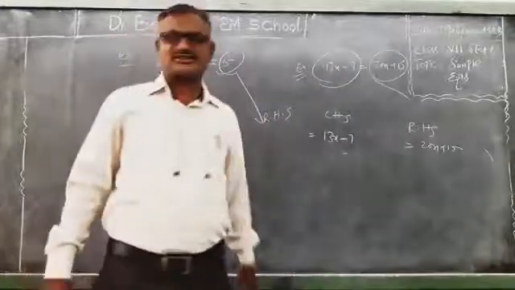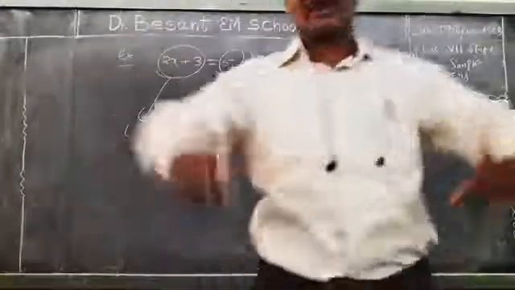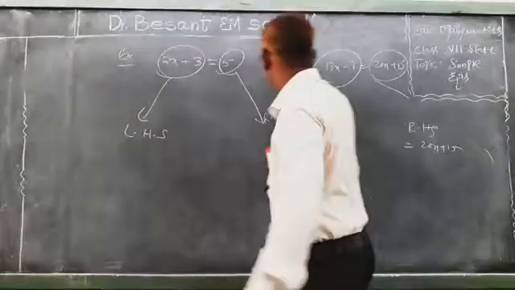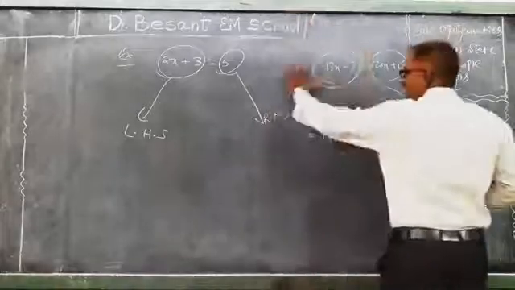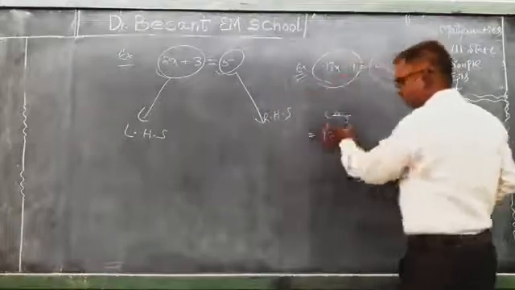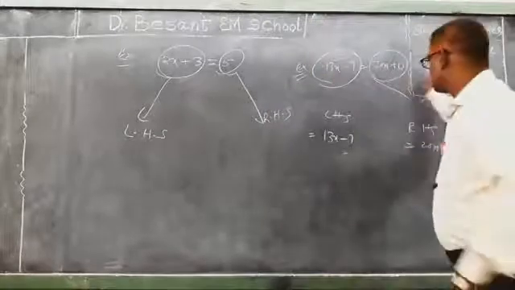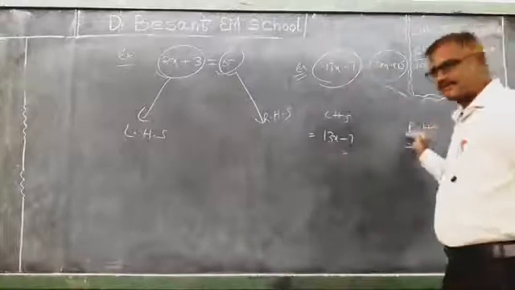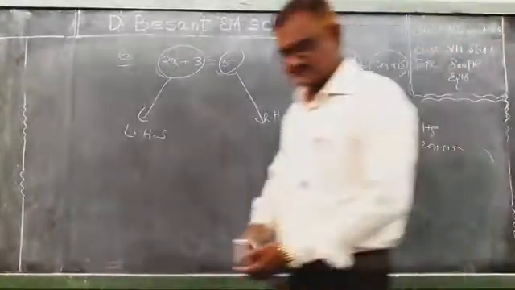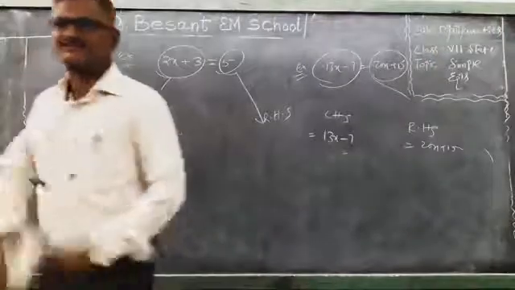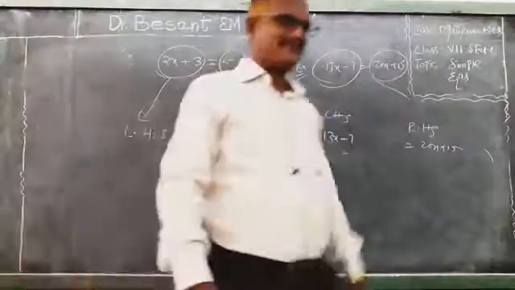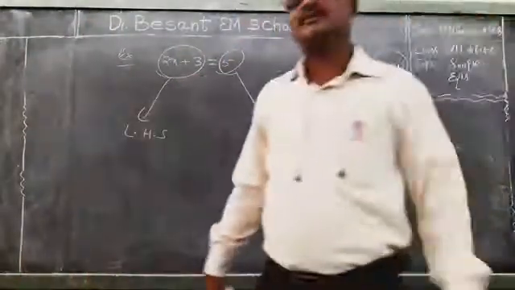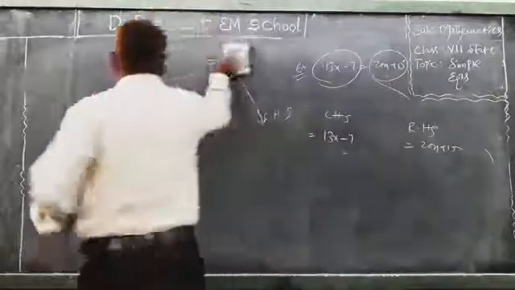So these are the definitions for LHS and RHS of an equation. In an equation, the part which lies left hand side of the equality is called LHS. The part which lies right hand side of the equality is called RHS. Did you understand what is LHS and what is RHS? Yes. Okay, now observe.